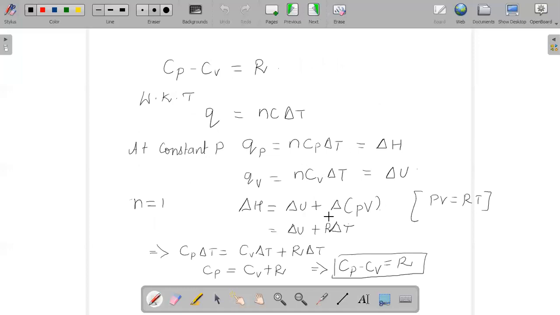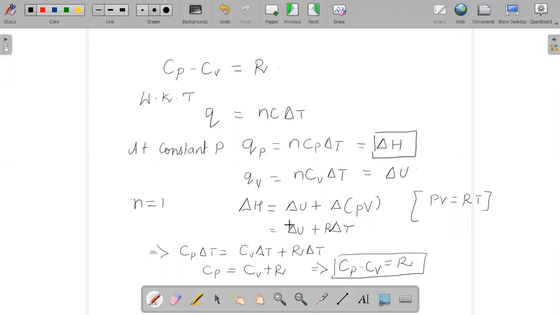So how do we reach that relation? Cp minus Cv is equal to R. We all know, as we have just discussed, the formula Q is equal to n C delta T, and at constant pressure or constant volume we just include that. But the important thing to remember is this: molar heat capacity at constant pressure relates to change in enthalpy, and molar heat capacity at constant volume relates to internal energy.